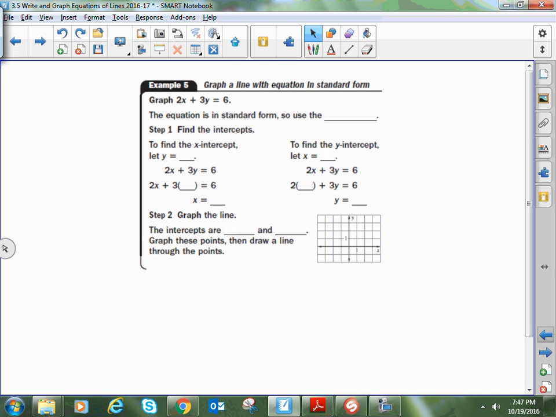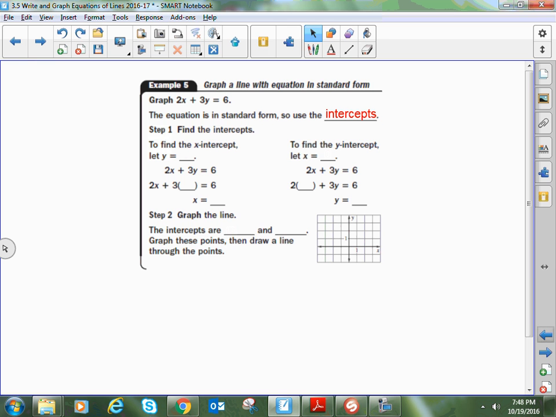Now here, what it's asking you to do, at the very beginning of the lesson when I was saying, okay, if you have an equation in standard form, if you want to graph it, really the easiest thing to do is, instead of trying to convert it into slope-intercept form, just substitute 0 for x and y and then figure out what the intercepts would be.